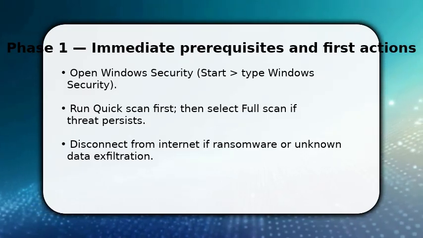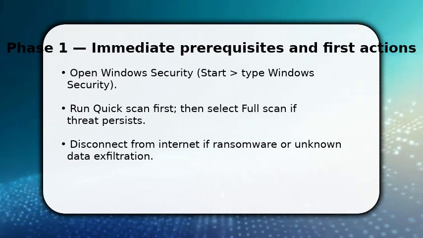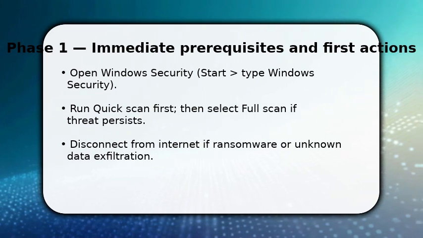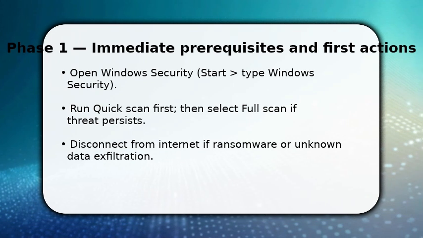You begin by opening Windows Security and running a targeted scan. This finds active threats fast. Once done, switch to full scan for deeper file-level checks because some malware hides in archives and system folders.